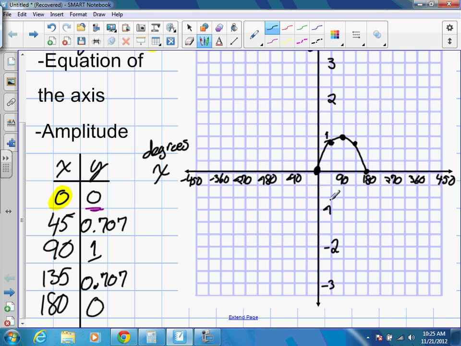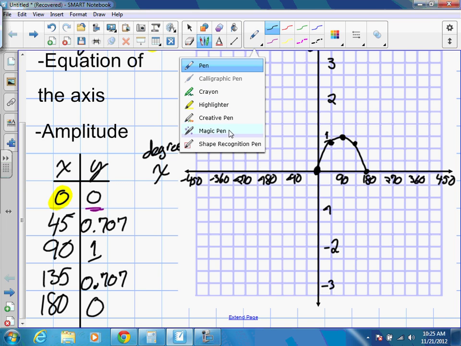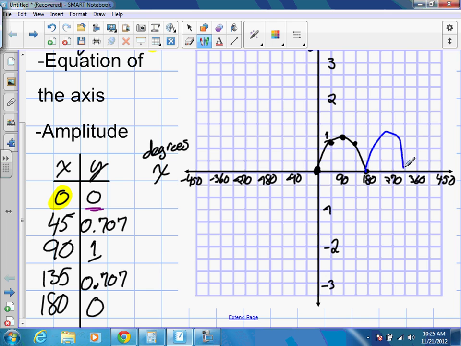From here, let's estimate. What do you think is going to happen next? What type of shape? Do you think we're going to keep going like this, jumping around? There's a possibility it comes back down. There's a possibility it goes in a straight line. Let's figure out after 180.